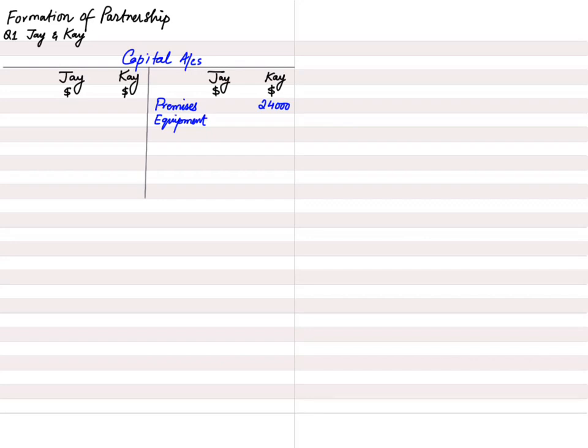One is equipment. Now there are two values for equipment given, one is the book value and one is the revalued amount. So if the revalued amount is given, we will always be preferring this amount, that is 18,15,000. Equipment will be debited and capital account will be credited. Then we have an inventory named as stock previously. Inventory is coming into the business, inventory debit and capital credit.